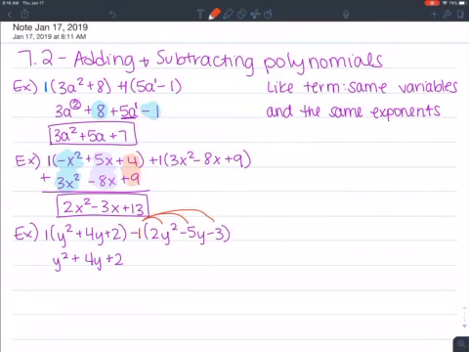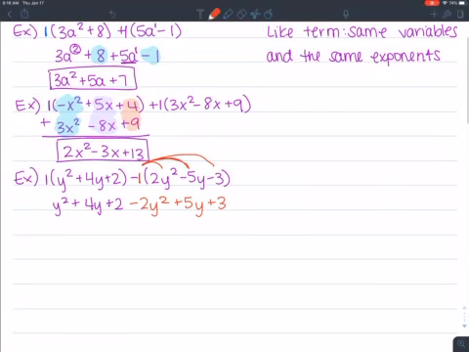So negative 1 times 2y squared is negative 2y squared. Negative 1 times negative 5 is now positive 5y. Negative 1 times negative 3 is now positive 3. And now I can actually do the exact same thing I did before in combining like terms once I've gotten rid of my parentheses. So I've got squared term, that's my highest degree, so I'm going to start with that. So y squared minus 2y squared is going to give me negative y squared.